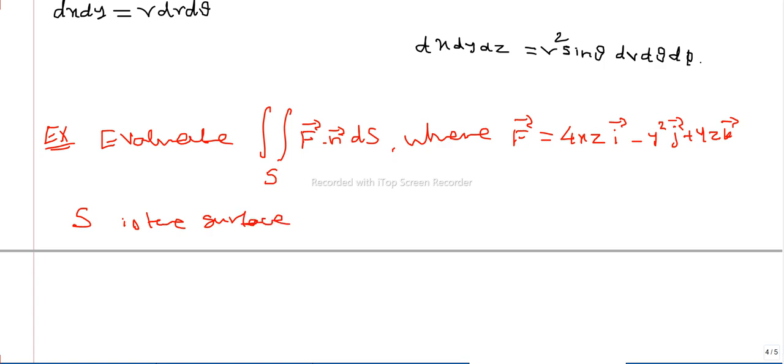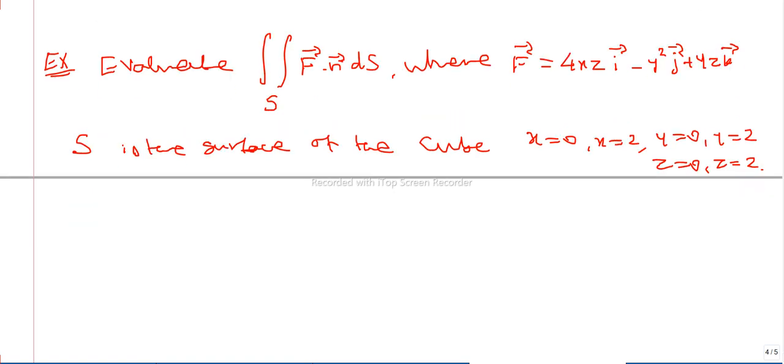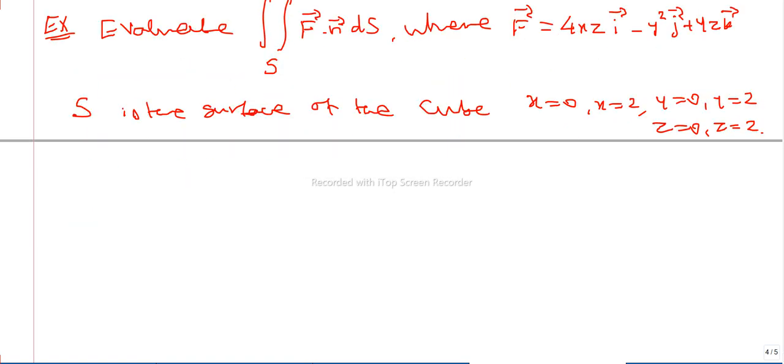This is the surface of the cube, but the cube sides are x equal to 0, x equal to 2, and y equal to 0, y equal to 2, z equal to 0, z equal to 2. So if you directly find the integral, you have to find all the 6 faces and then sum. But if you use the divergence theorem, you can use the volume, right?